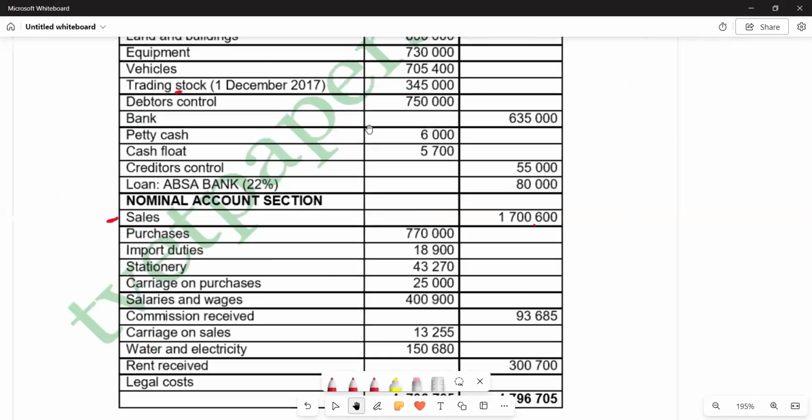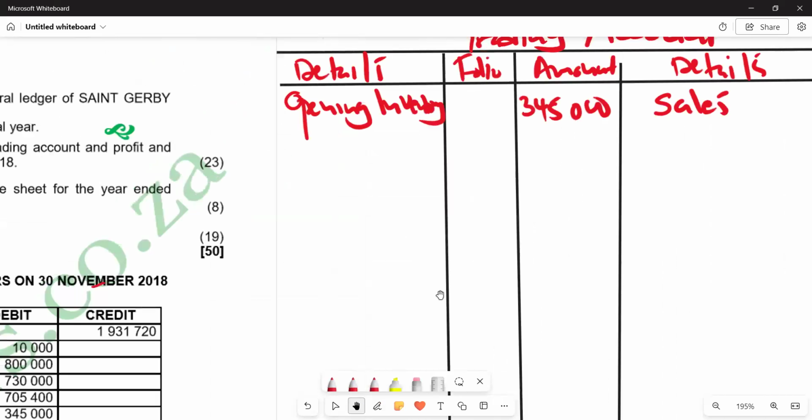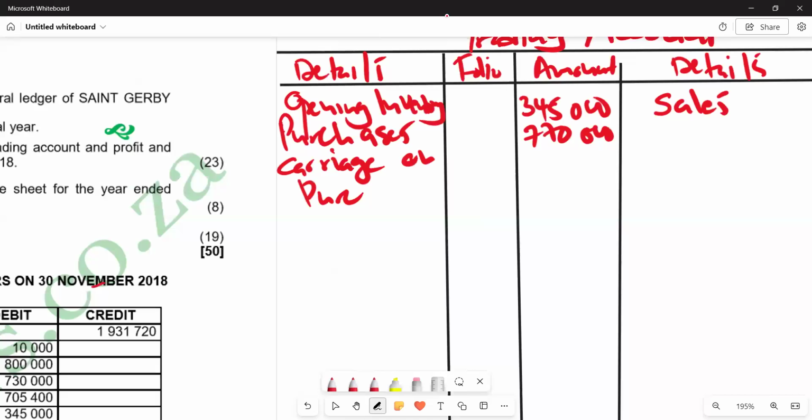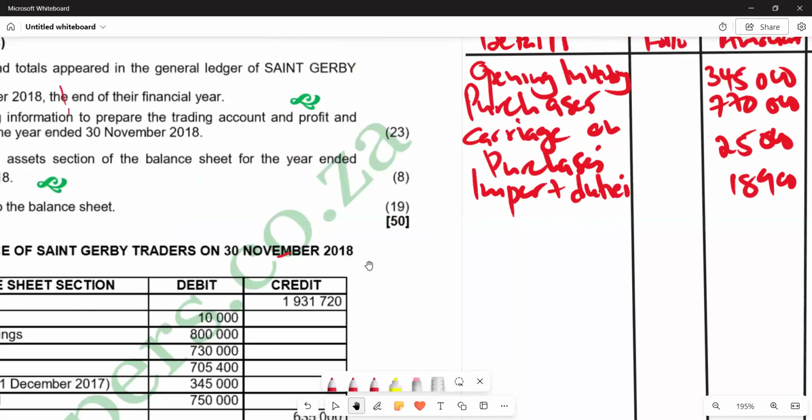Then we check other components of this trading account. After sales, we've got purchases, which is 770,000 on the debit side. Then we've got import duties on the debit side, 18,900. And we've got carriage on purchases, 43,270 on the debit side again. So we go there and list them on the debit side. Purchases, the amount we have is 770,000. And also carriage on purchases, the amount of 25,000. We also have import duties, 18,900. So these are the figures that we have there. Let's just try to see.